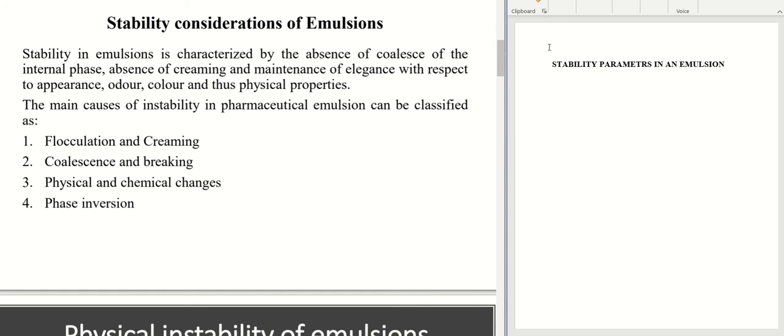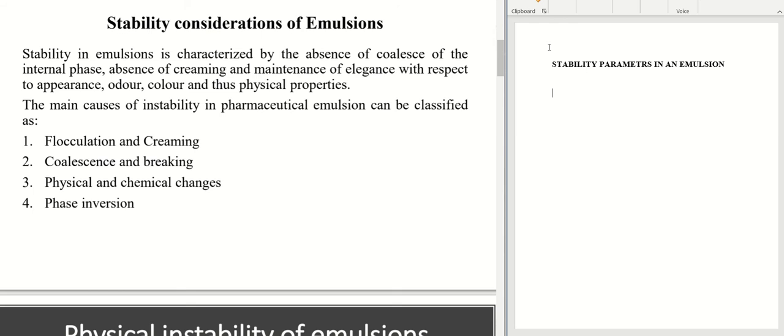All the globules present in the emulsion should not fuse with each other, should not coalesce with each other. All the globules are to be uniformly distributed as separate entities. They should not be fused together. If all the globules fuse together or coalesce with each other, this leads to phase separation. Now, let's consider this instability in detail.